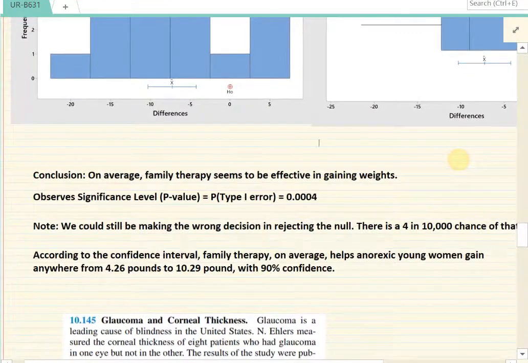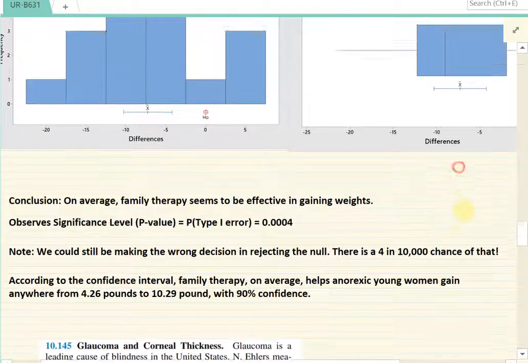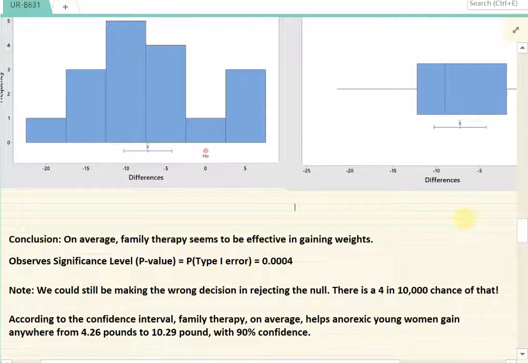Let me shorten this a little bit. Okay, so here's our conclusion. One is that on average, we're going to decide that family therapy seems to be effective in gaining weight, right? By about 7 pounds.